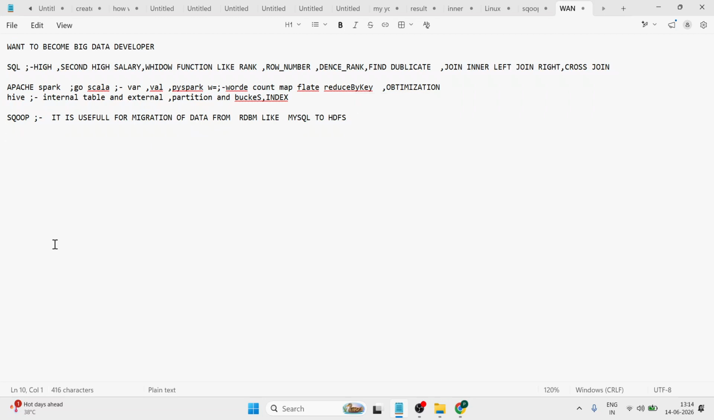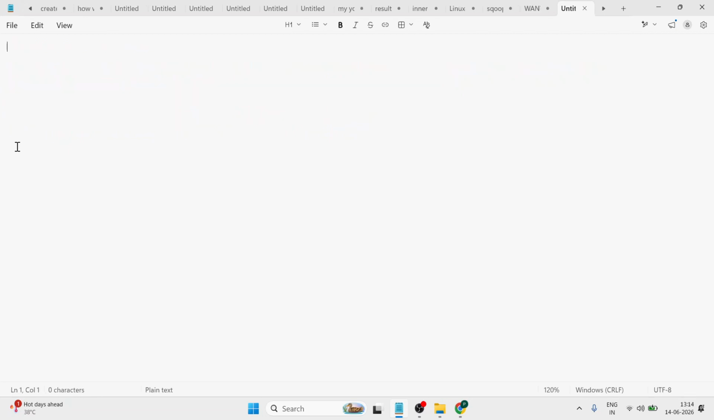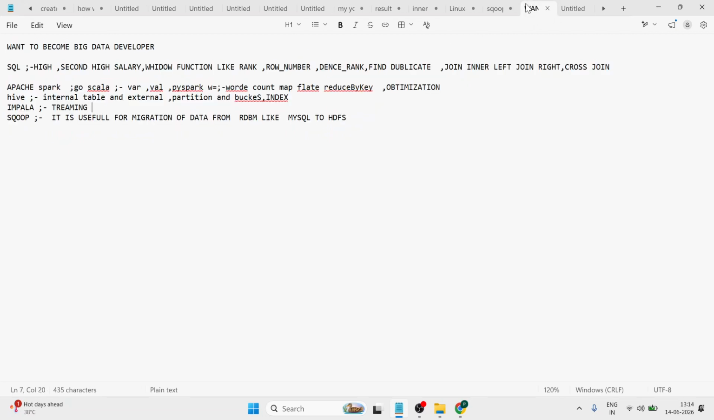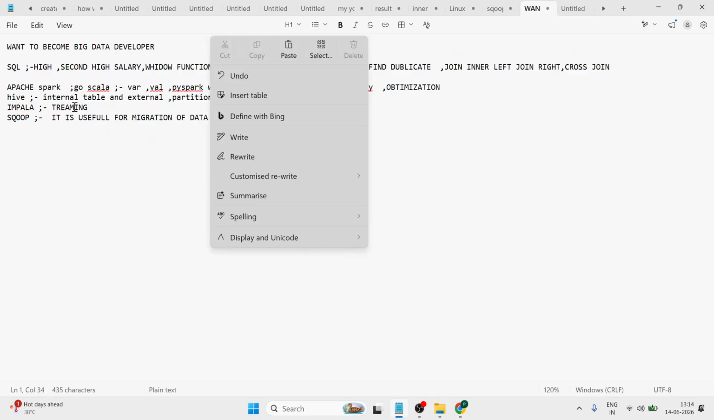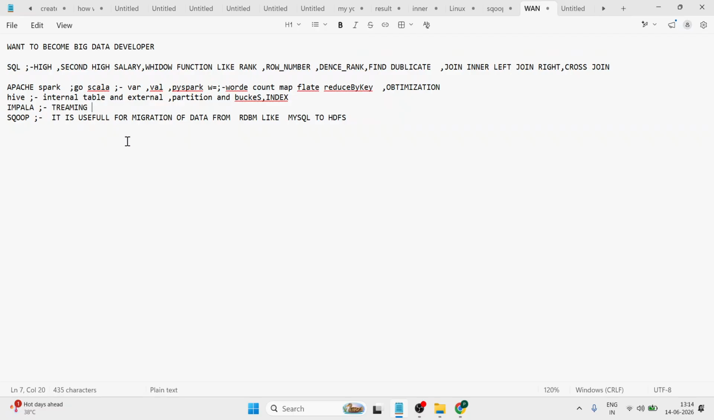Another important one is Impala. Impala and Hive are almost the same, but Hive is batch processing, and Impala is in-memory, which is used for streaming data. It helps with streaming data. So you will also learn Impala.